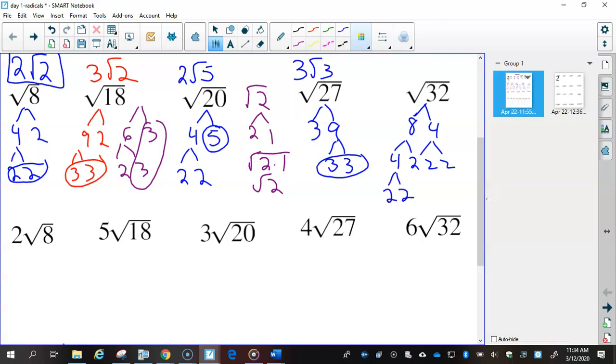Now in this case we have multiple pairs. That's okay, that will happen. So you have 2 groups of 2 that get to come out. So anytime you do that, remember everything is always multiplying. So you would need to multiply 2 and 2 to get 4.